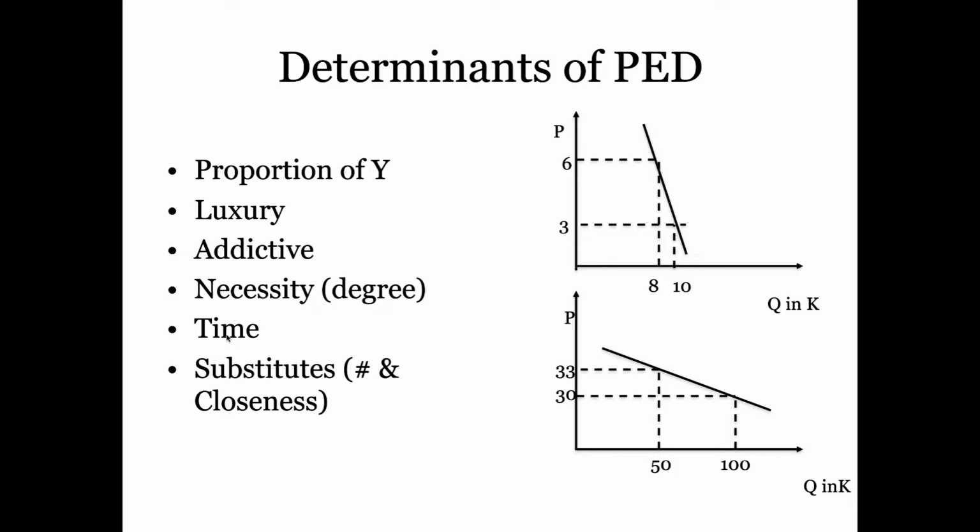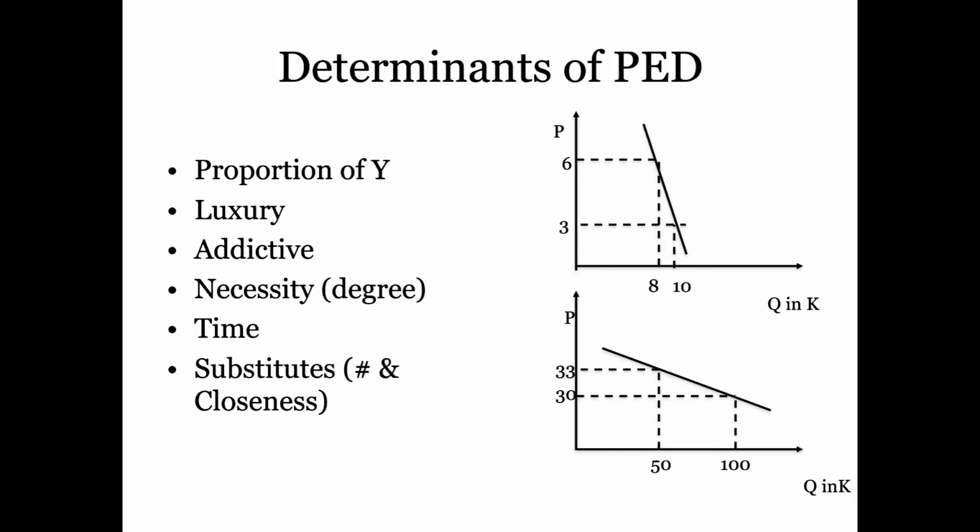Okay, next we have time, and just note that over time, things become more elastic as we find substitutes. Last but not least, substitutes, number and closeness. If we have a lot of close substitutes, then if the price goes up just a little bit, there's going to be a huge drop in quantity. Or conversely, if there's a little drop in price, people will buy a whole bunch more because it's now cheaper than those other substitutes. So if we have lots of substitutes, it's price elastic. With not so many substitutes, if the price goes up, we don't have anywhere else to go, or we basically have very few alternatives, so it would be inelastic.